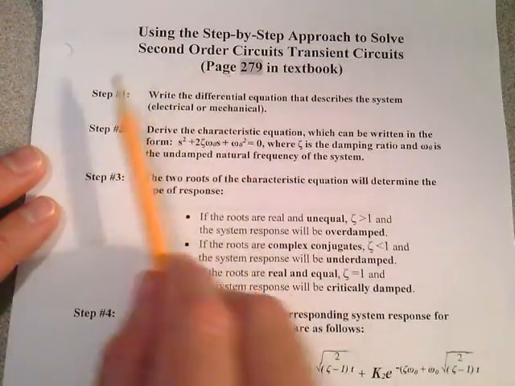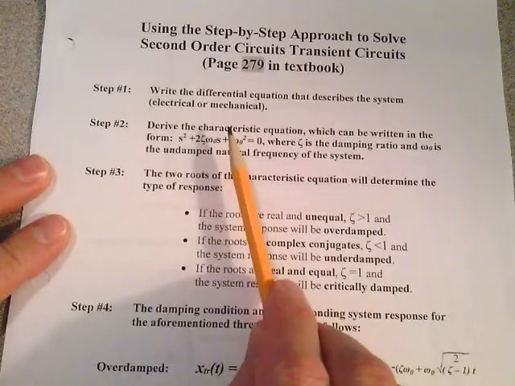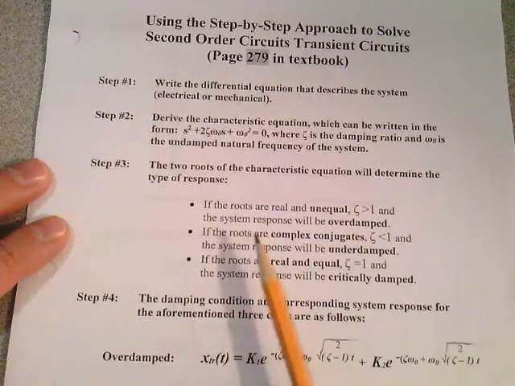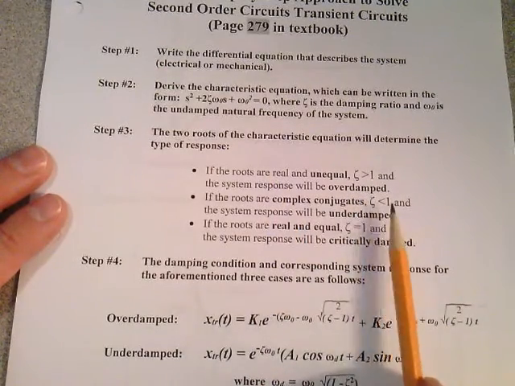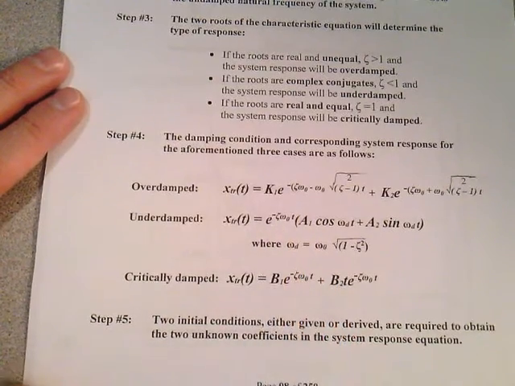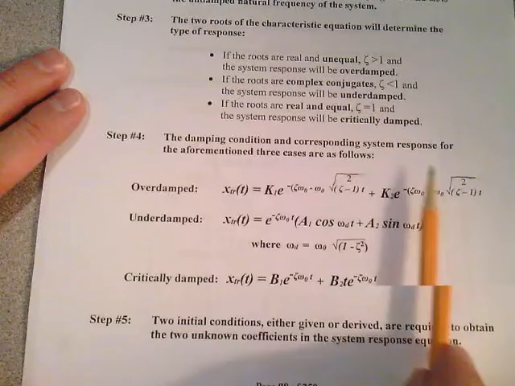We're going to do step 1. I want you to read it. We're going to do step 2. I want you to read it. From step 2, you go to step 3. And once you recognize whether zeta is greater than 1, zeta is less than 1, or zeta is equal to 1, I'm going to allow you to go straight to these equations, and you get the form of the answer.